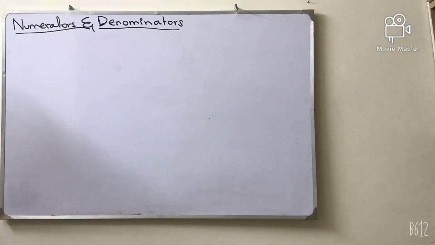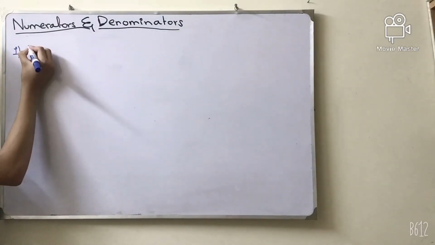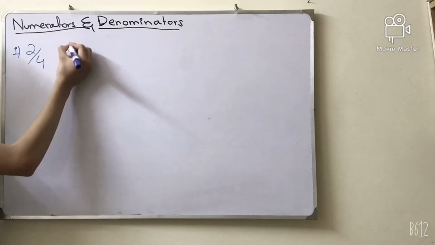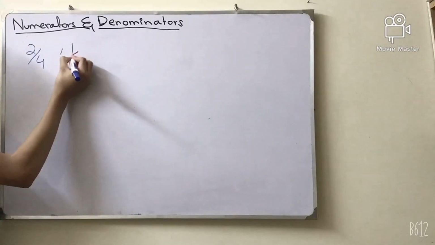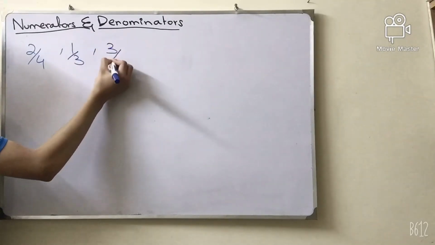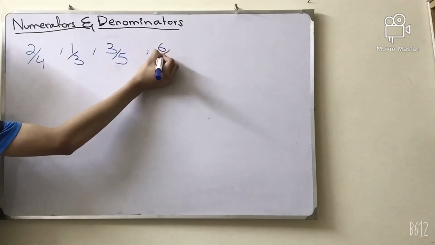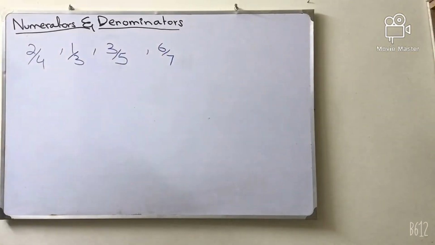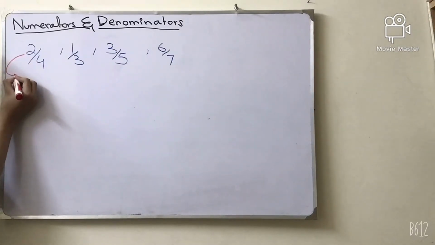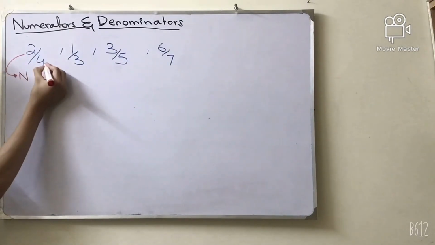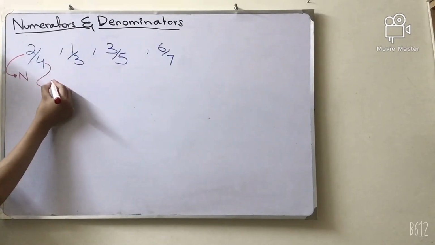Okay, so now let's identify the numerator and denominator of the following fractions. So 2 by 4, 1 by 3, 3 by 5, and 6 by 7. Okay, so over here I have 4 fractions. Let's move on to the first fraction. In this case we have 2 as the numerator and 4 as the denominator.